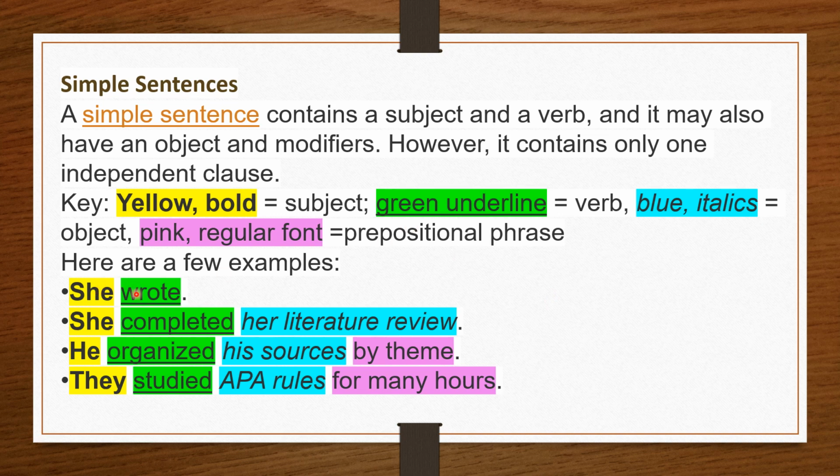Let's move to the examples. She wrote. She is the subject and wrote is the verb. She completed her literature review. He organized his sources by theme. They studied APA rules for many hours. Those are all simple sentences, and those are all examples of simple sentences, and the highlighted yellow is the subject, the highlighted green is the verb, and the highlighted blue is the object, and those are prepositional phrases.